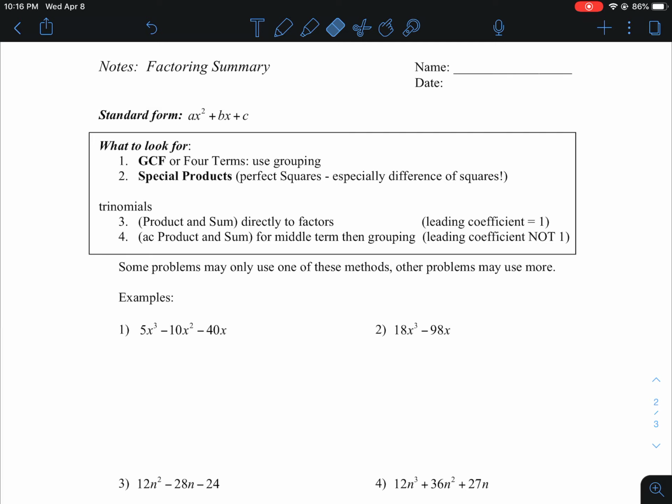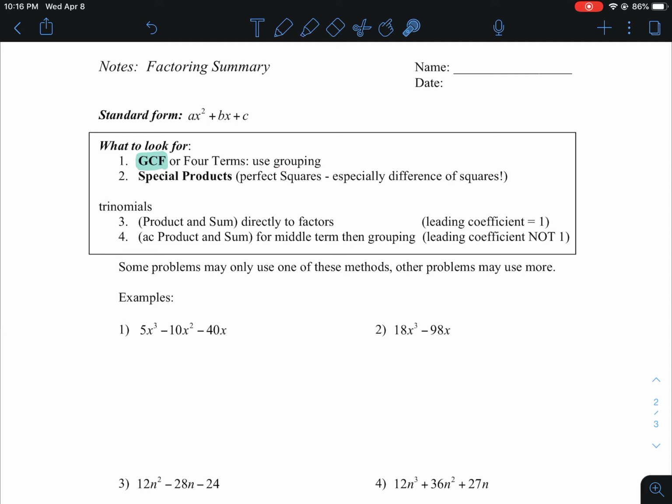The first thing we learned was how to factor out GCFs, right? And so this is always going to be the first thing we look for. No matter what the problem, you should always be checking for a GCF, because if there is a GCF, yes, you can factor it without factoring out the GCF, but factoring out the GCF first will always make it easier, right? And when we're asked to completely factor something, if we forget to factor out a GCF, we technically haven't factored it completely.